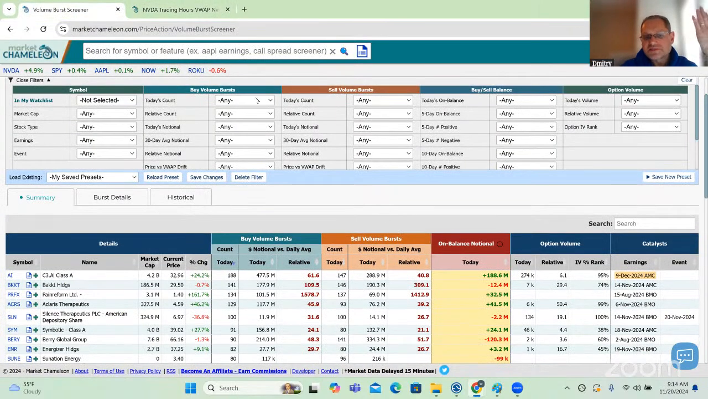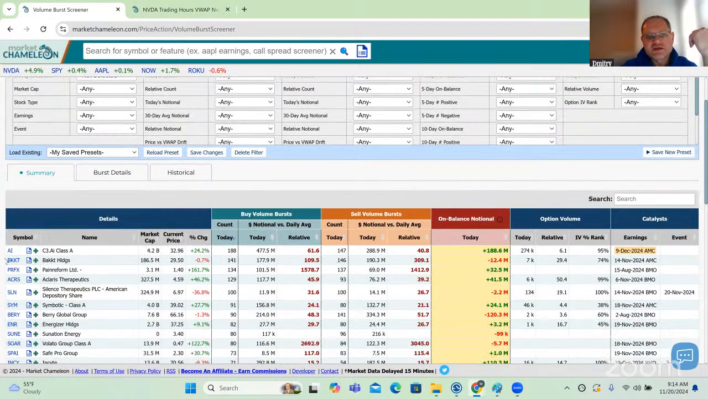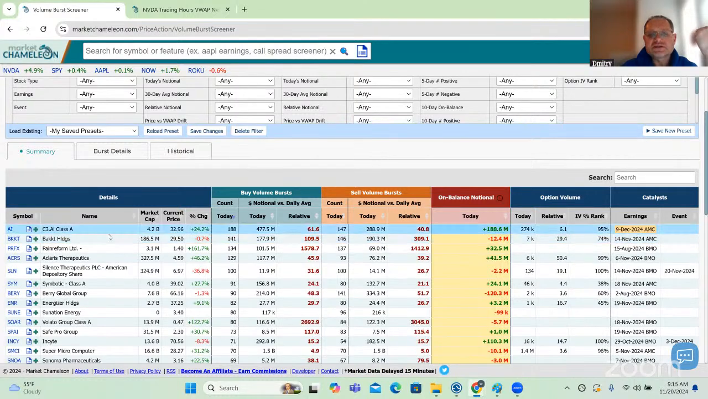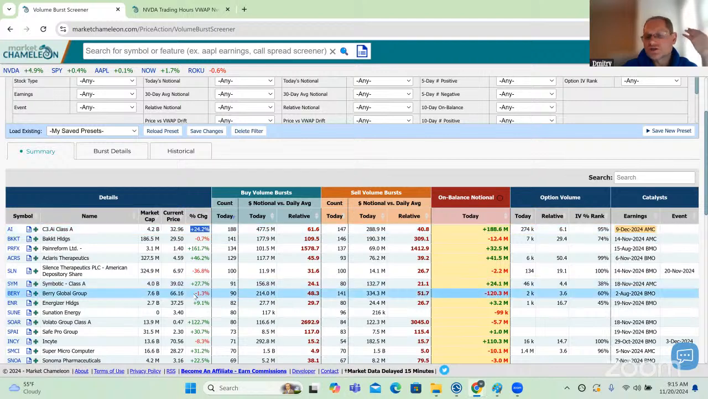And up top, we have different filters to narrow things down. And on the bottom, we have these statistics. So I'm going to go from left to right to read the statistics. And here we have the stock symbol, stock name, market cap of the company, the price that the company's trading at, and the percentage change in the stock price on the day.